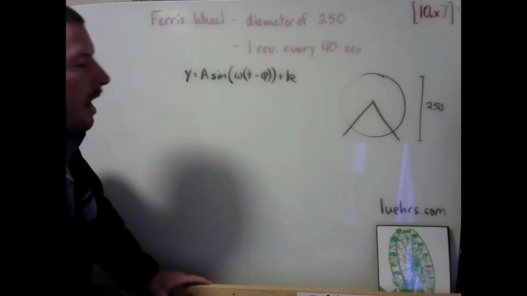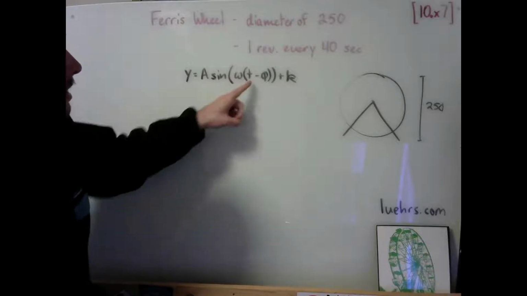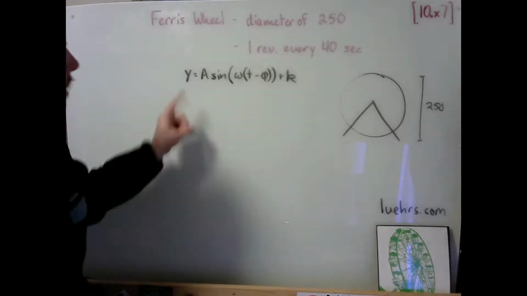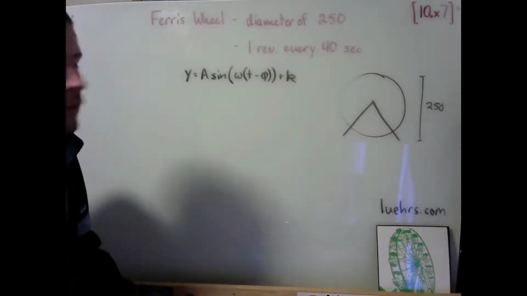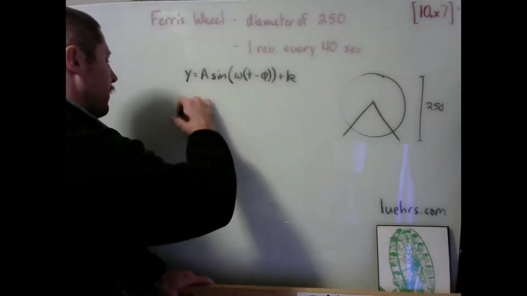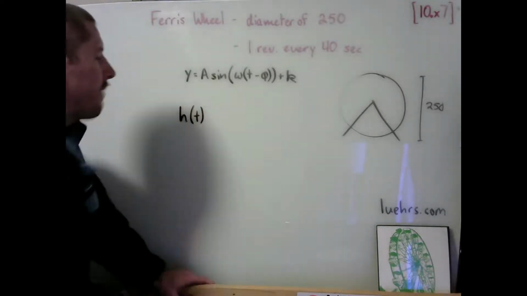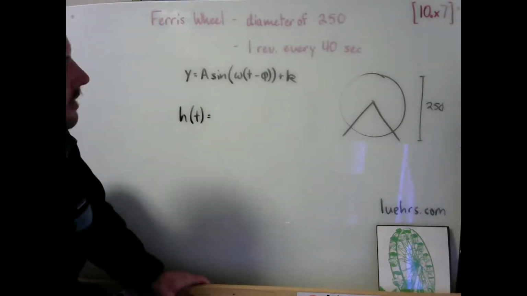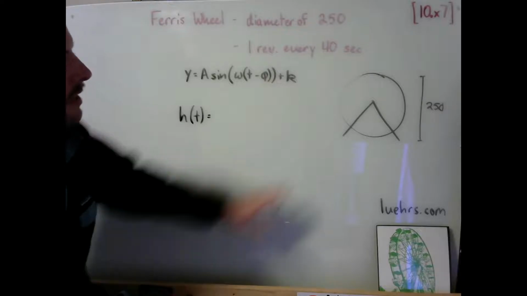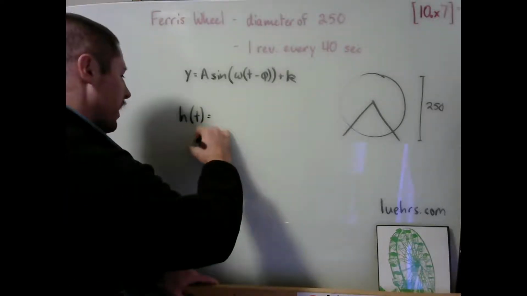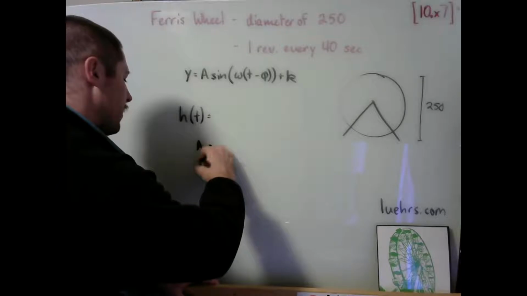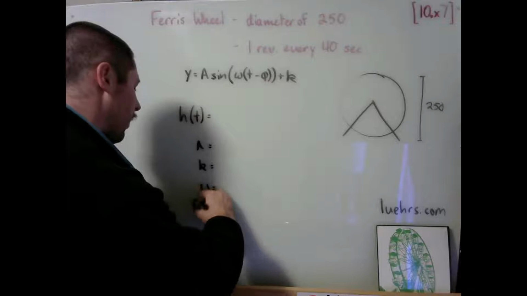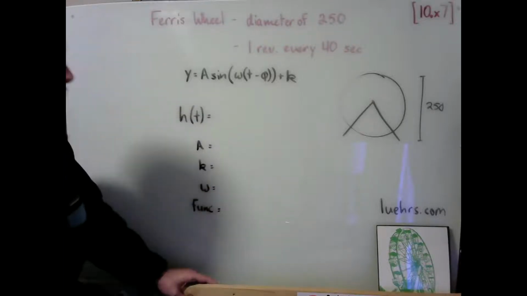For our purposes here, I'm going to use some slightly different lettering as well. I am going to use t to represent time in seconds since the person has stepped onto the Ferris wheel, but I'm going to use h, using function notation instead, to help represent the fact that this is height based on time. And so what we'd like to do is come up with this h of t sinusoidal equation that's going to help model this guy over here. So let's think about what our pieces should be. Let's start with some of the easier ones, a and k, then think about omega, and then let's think about what function we actually want to use here.